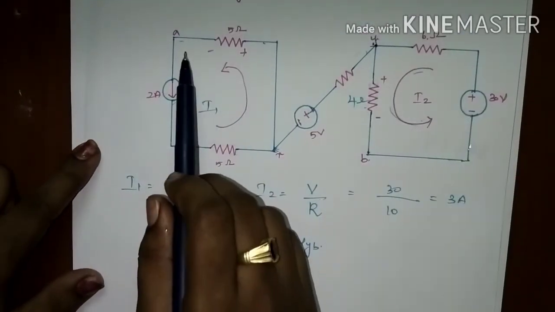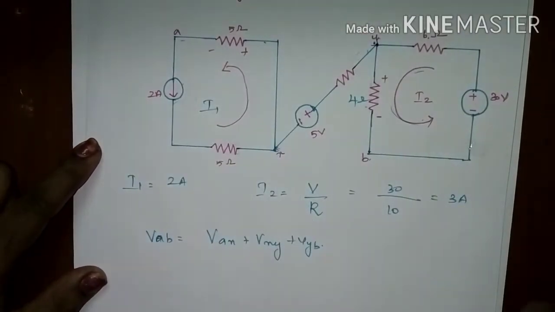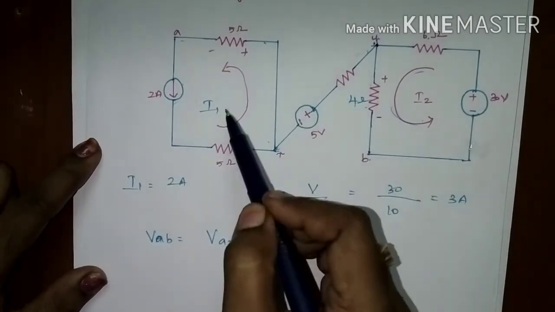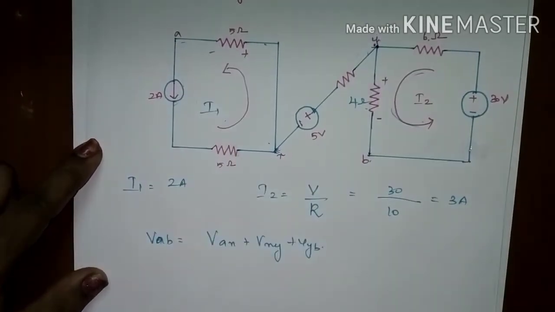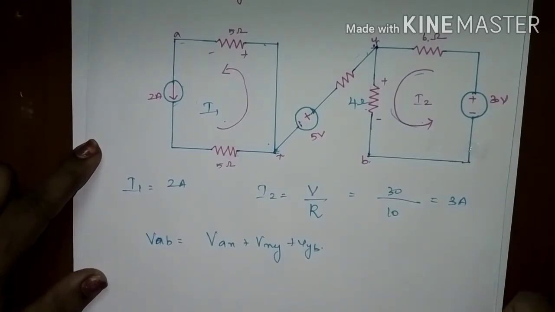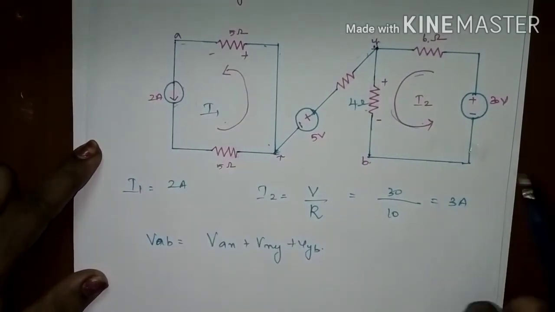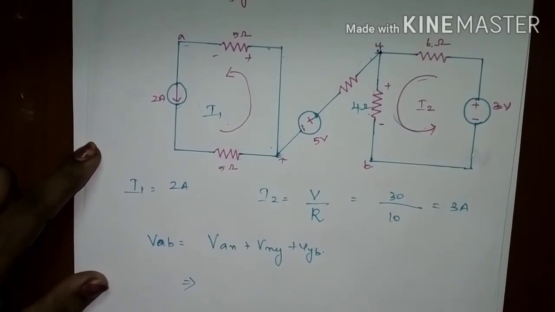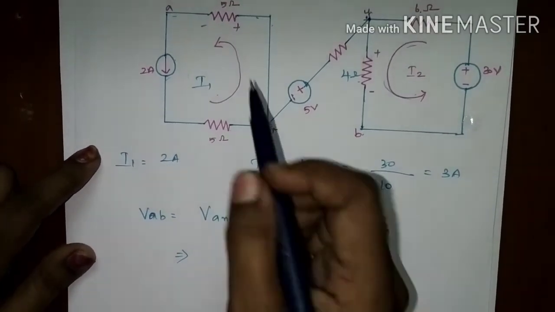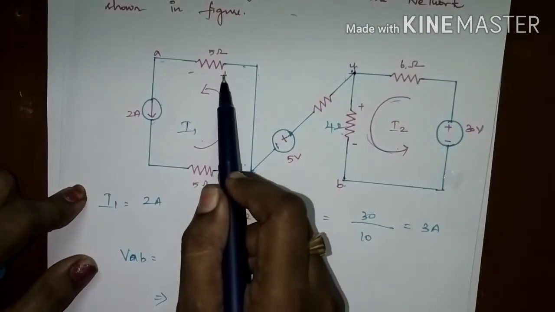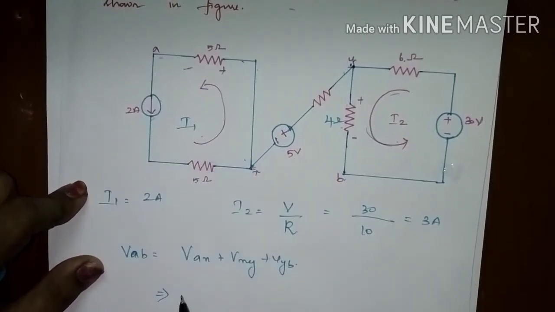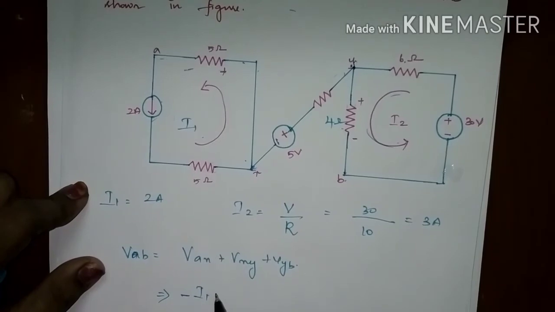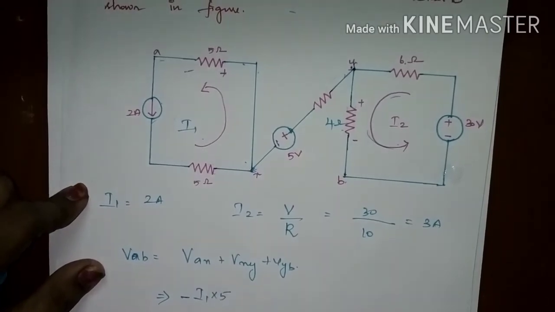So if you find the voltage across Vax, the current is flowing in this direction, but you are finding the voltage in the opposite direction. So you have to write the voltage accordingly: here the potential drop is positive to negative, but you are finding it in this direction. So minus of I1 into 5 ohms.